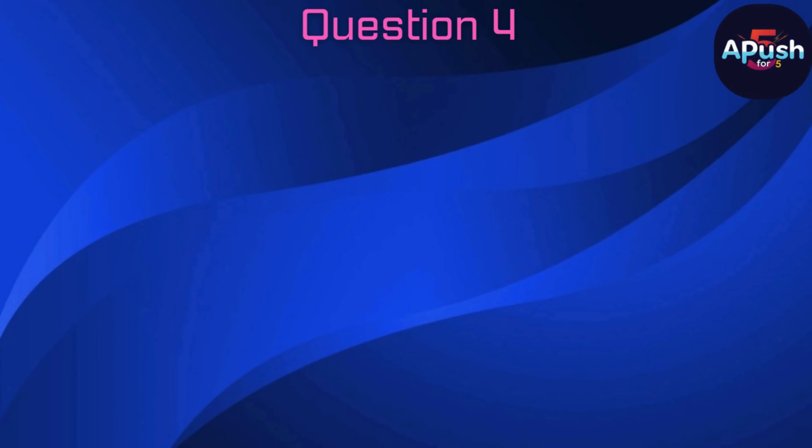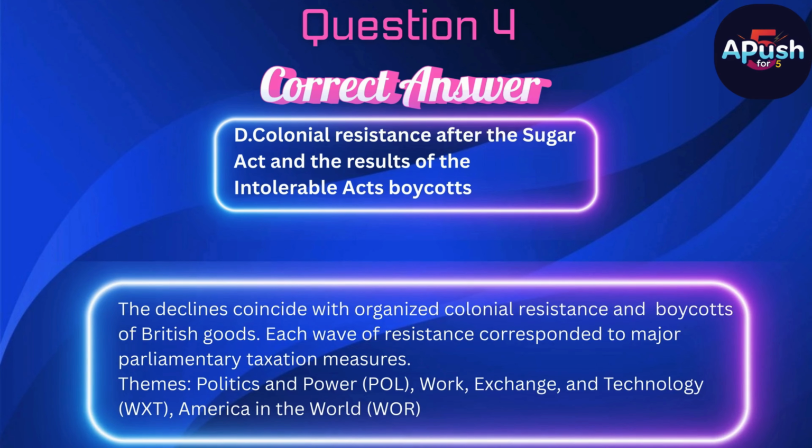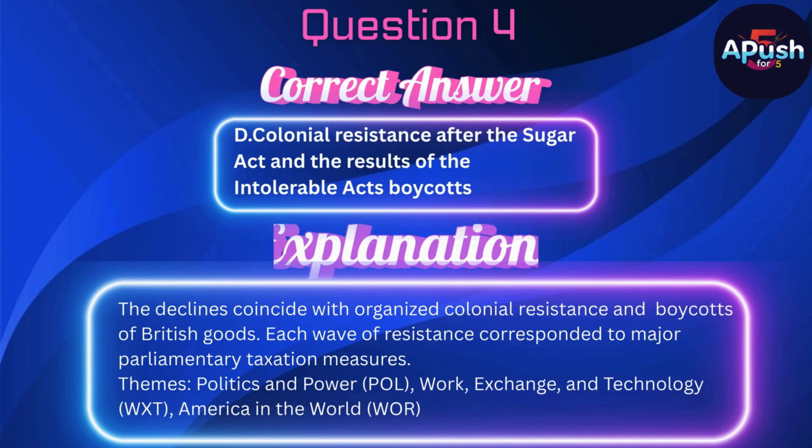The correct answer is D. Colonial resistance after the Sugar Act and the results of the Intolerable Acts boycotts. The declines coincide with organized colonial resistance and boycotts of British goods. Each wave of resistance corresponded to major parliamentary taxation measures.